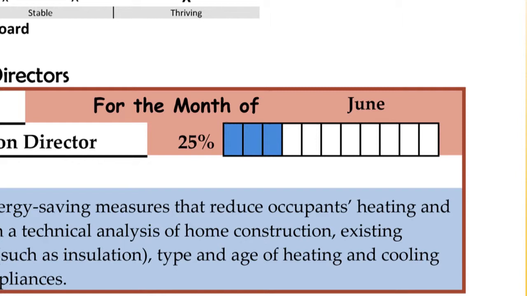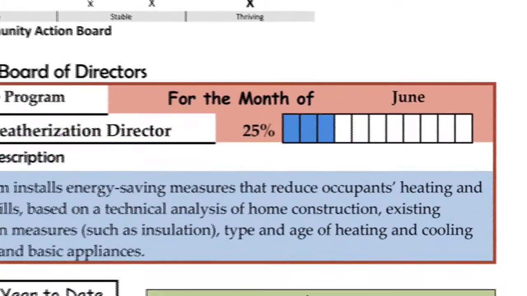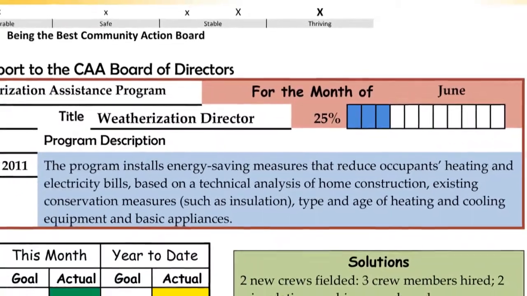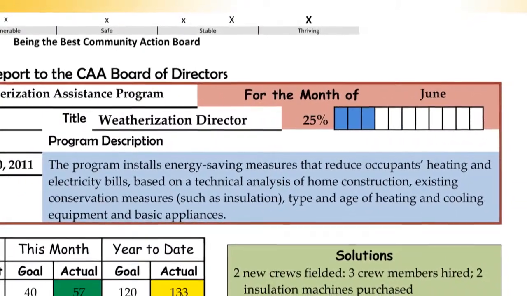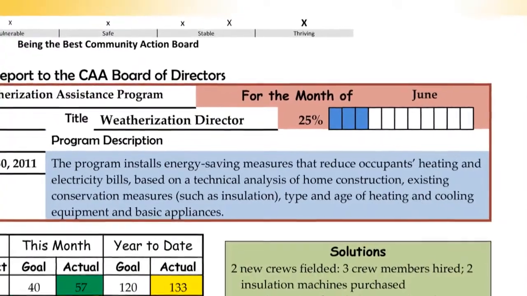The report month is stated. The number of months completed are represented by the colored cells in the bar timeline. The number of months also appears as a percentage to the left of the timeline. Below the timeline is a brief program summary, a quick reminder to jog board members' memories.